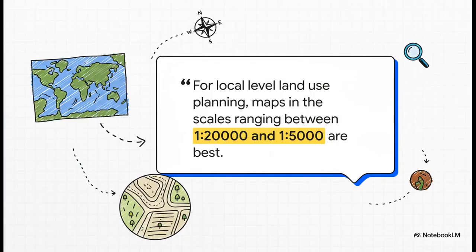But here's the catch with maps. Scale matters. It matters a lot. A big, broad, regional map is fantastic for general planning, but if you're trying to make a decision about one specific field, like where exactly to plant a certain crop, you're going to need a much more detailed map. A map's scale really determines how much detail you have and what you can reliably use it for.